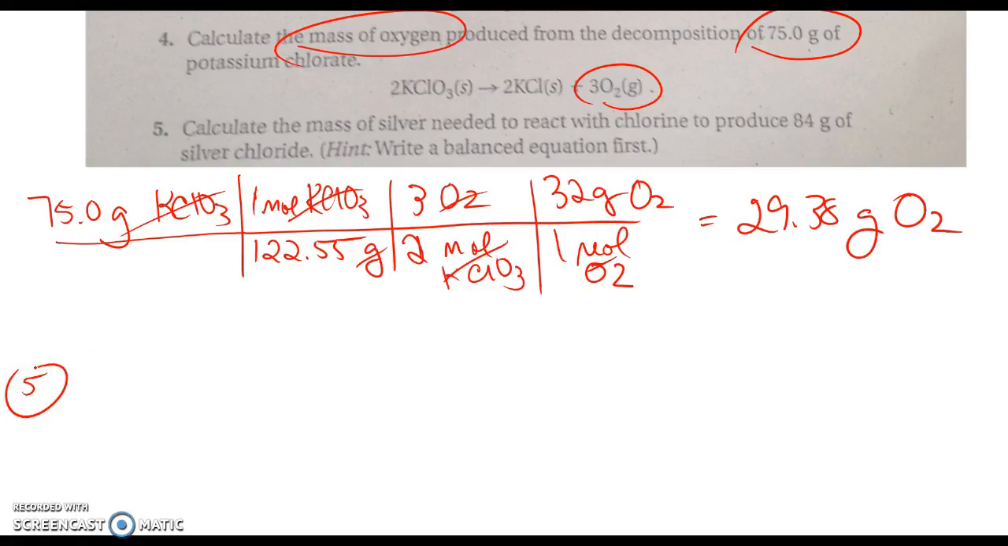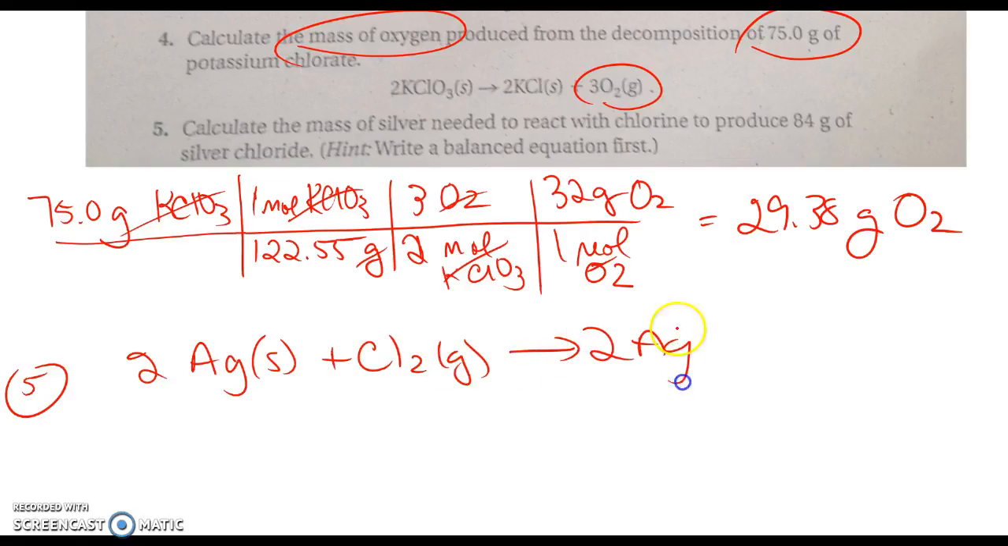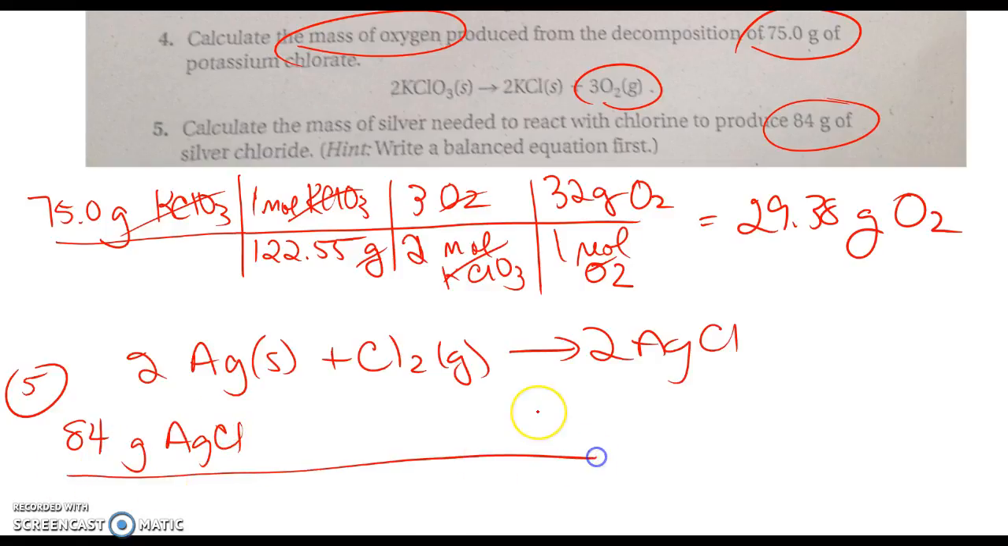Seems like we kind of do the same thing over and over. Calculate the mass of silver needed to react with chlorine to produce 84 grams of silver chloride. Well, I went back in our notes, and we actually had used this equation in the other direction. So 2 moles of silver plus 1 mole of chlorine gas will give us 2 moles of silver chloride. All right, we're starting with 84 grams of silver chloride.